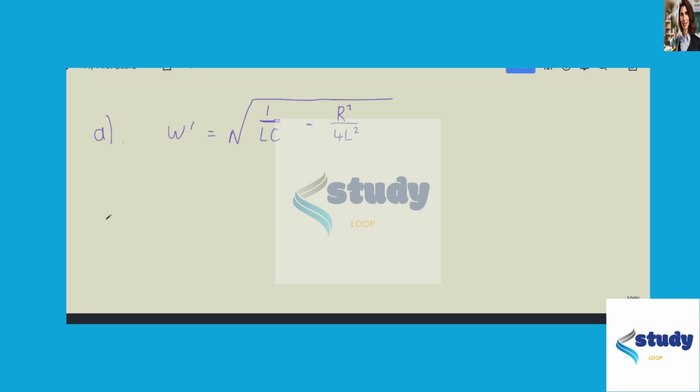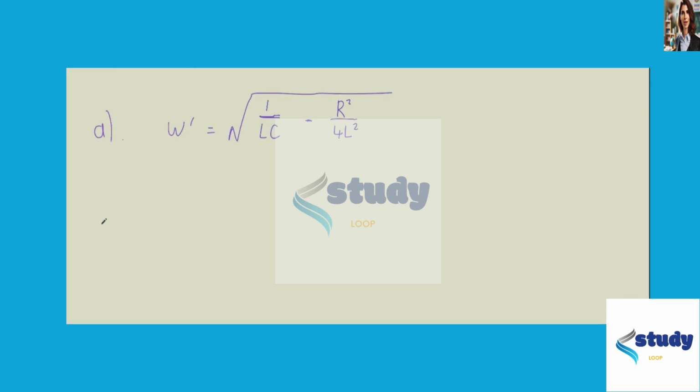The presence of resistance in an LRC circuit affects the frequency of oscillation and causes the amplitude of the oscillations to decrease over time. The angular frequency of damped oscillations is given by omega prime, which is equal to the square root of 1 over LC minus R squared over 4L squared, where L is the inductance in the circuit, C the capacitance, and R the resistance. So we can find this angular frequency since we have all these values.